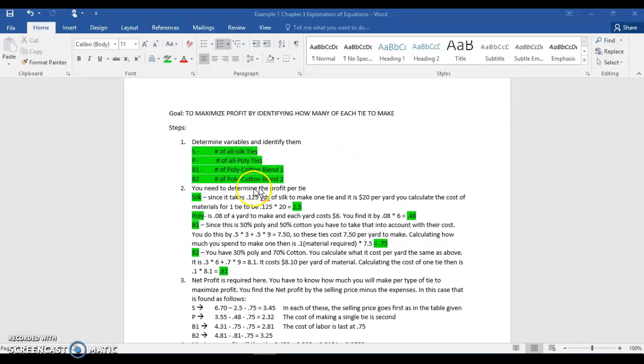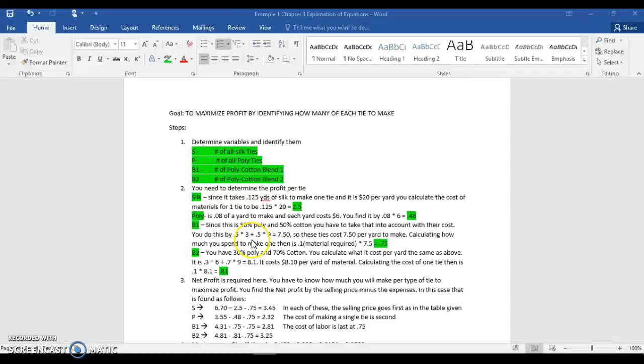The next thing you want to do is determine your profit. So for silk ties, you're using 0.125 yards of silk per tie. Okay, and if it's $20 per yard, you can just multiply 20 times 0.125 and you find out that it costs you $2.50 in materials. For the polyester blend, you use 0.08 yards. It's $6 per yard, and so 0.08 times 6 is 0.48 per tie for the all polyester.